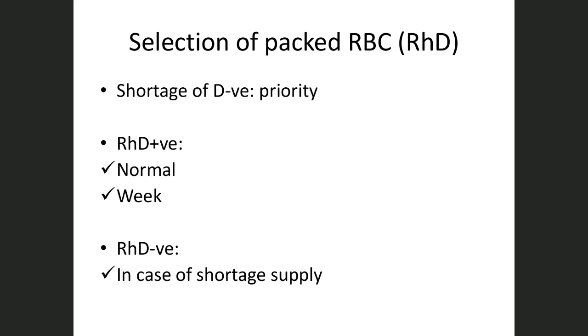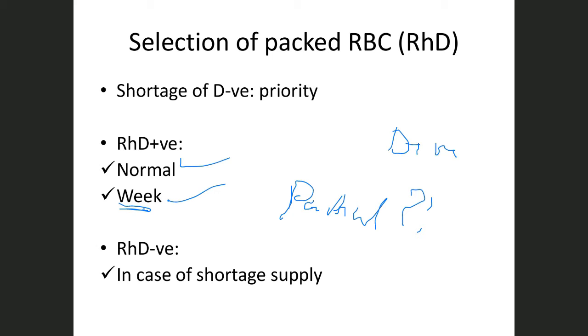So let's move to another point. We know that weak D is, for example, considered as positive. Of course, normal. And partial D, we consider it as D positive for the patient. Do we consider them as D positive or consider them as negative?